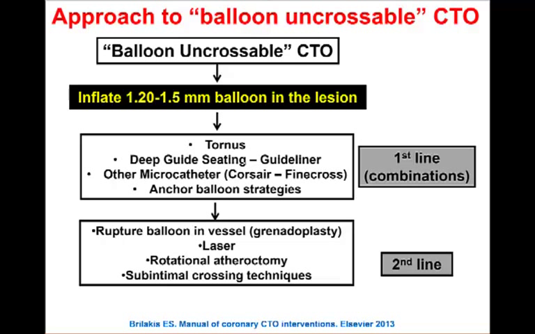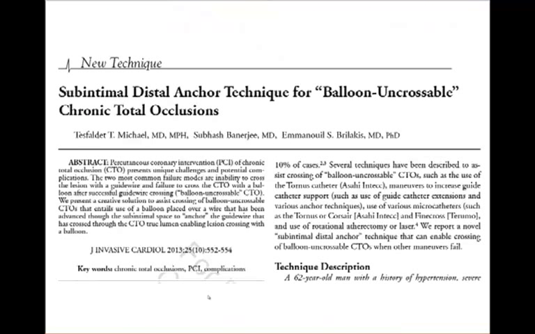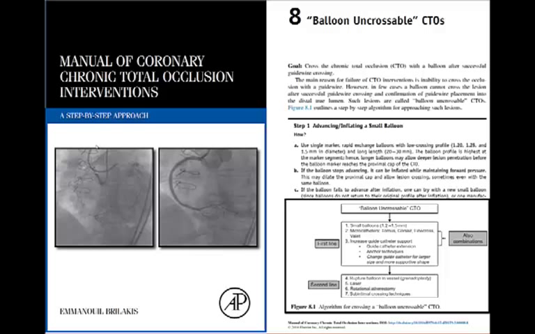If these techniques do not work, then the next possibility would be to perform grenadoplasty, that is rupturing a balloon in the vessel, perform laser, rotational atherectomy, and if everything else fails, perform a subintimal crossing technique as was performed in our case. This case was recently published in the Journal of Invasive Cardiology and is available for anyone to read in more detail about this case.